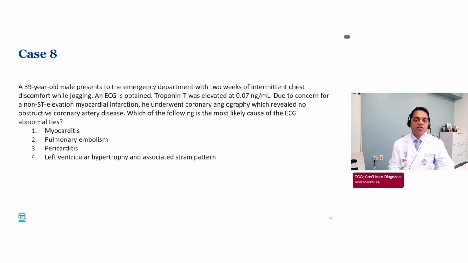Case 8. A 39-year-old male presents to the emergency department with 2 weeks of intermittent chest discomfort while jogging. An ECG is obtained. Troponin T was elevated at 0.07. Due to concern for a non-ST elevation MI, he underwent a coronary angiogram, which revealed no obstructive epicardial disease. Which of the following was the most likely cause of the ECG abnormalities? 1. Myocarditis. 2. Pulmonary embolism. 3. Pericarditis. Or 4. LVH with associated strain pattern.